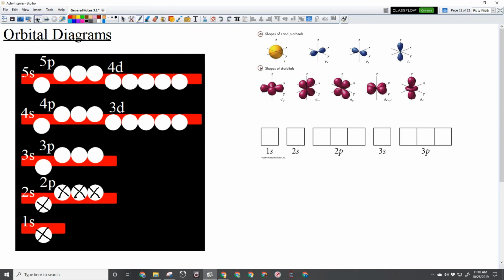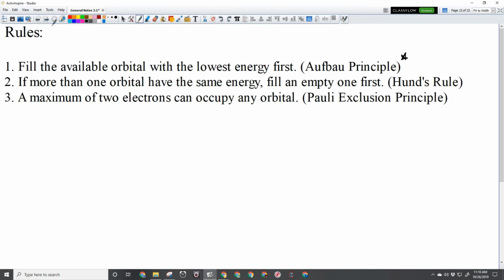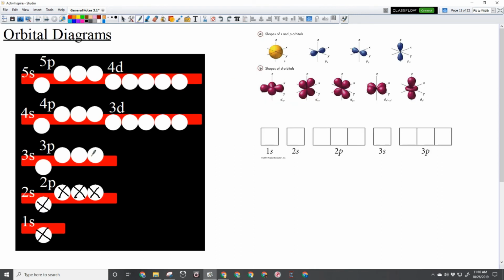Okay, and the next rule is that if more than one orbital has the same energy level, fill an empty one first. That's Hund's rule. So here we have 3 orbitals on the p level, and each one of these orbitals can hold 2 electrons. So let's just say I had 4 electrons.